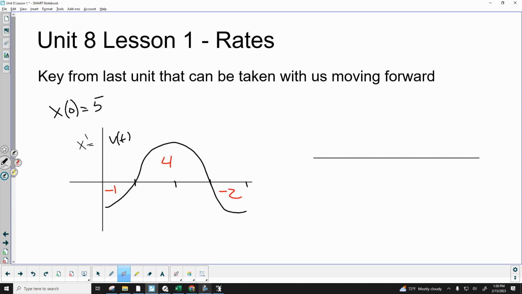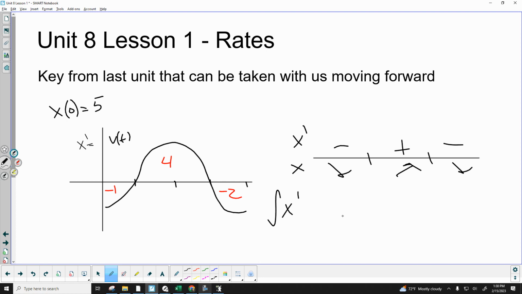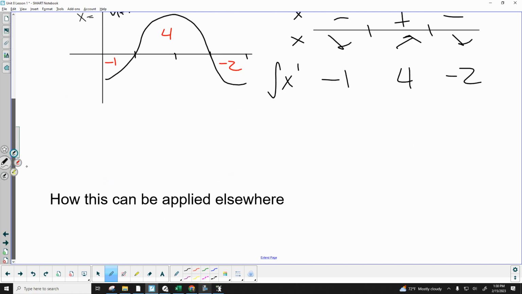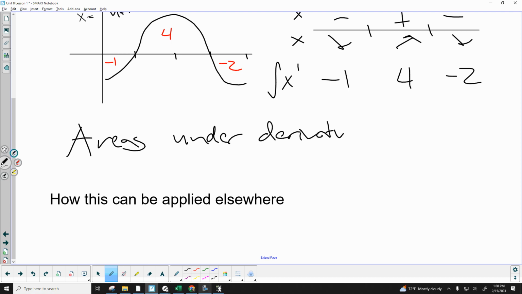What was the key that we learned? Yeah, sure, the sign of a derivative, we already knew that. We already knew how the sign of a derivative can tell me if we're decreasing or increasing with our original function. What was new? Areas under derivatives tell us how much we're going down and how much we're going up. Areas under derivatives equal change in position.